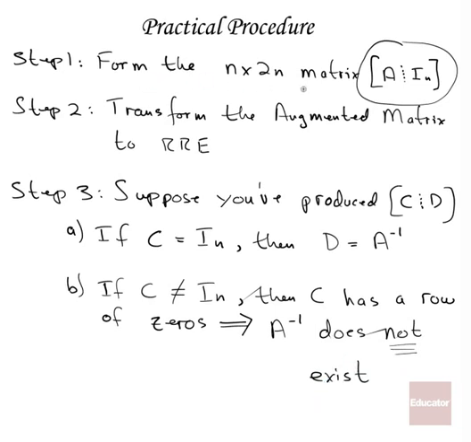Okay, so we form the n by 2n matrix. We take the matrix, put the identity matrix next to it. We transform it to reduced row echelon form. If this happens to be the identity matrix, then our matrix D is our inverse. We're done. If it's not the identity matrix, one of the rows will be all zeros. That means the inverse doesn't exist. Let's do some examples.